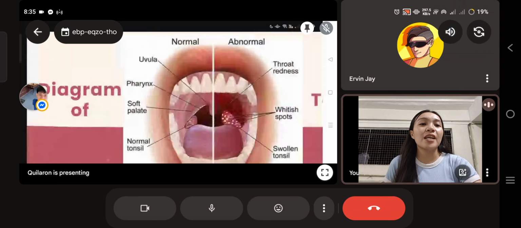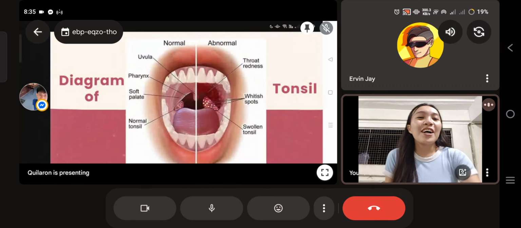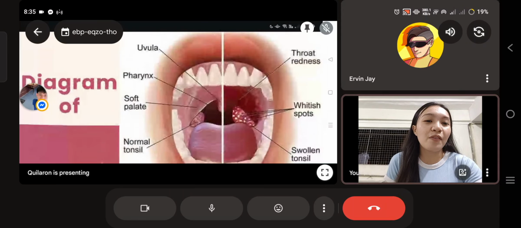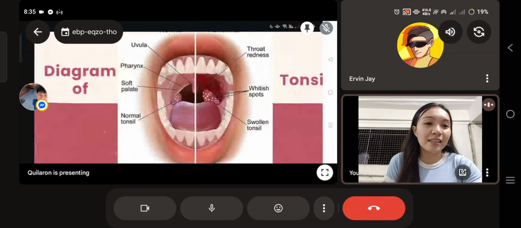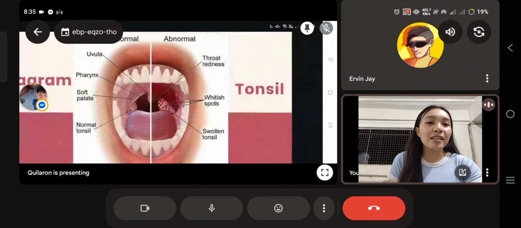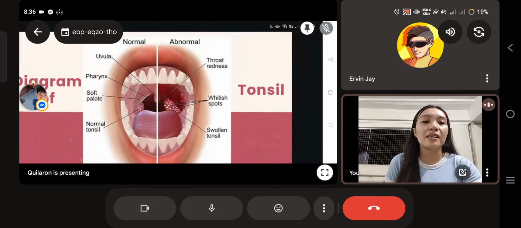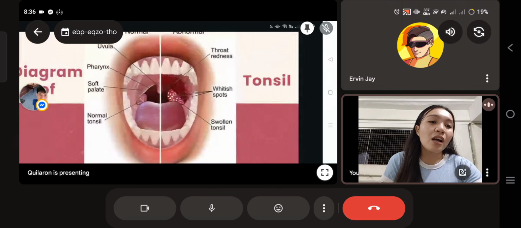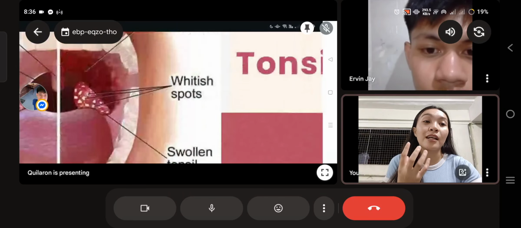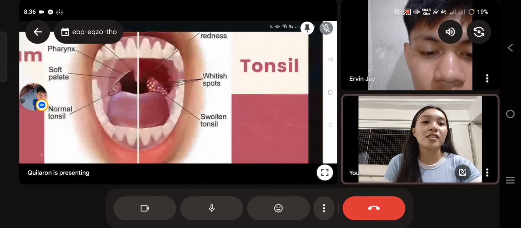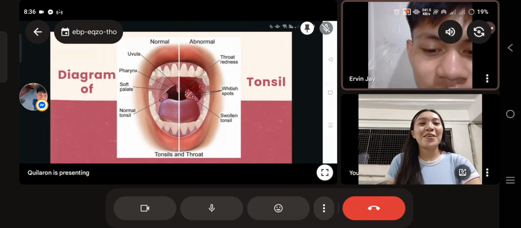As you can see here on the left side, we have the normal tonsil. You can see here the uvula, the pharynx, and the soft palate and the normal tonsil. While on the right side, we have the throat redness, of course, since it is already inflamed and it has already bacteria there. The whitish spots na makita nato sa tonsil nga nag-inflame, and the swollen tonsils, of course.